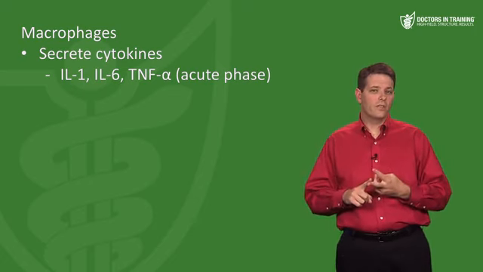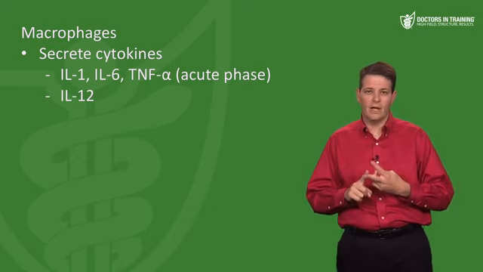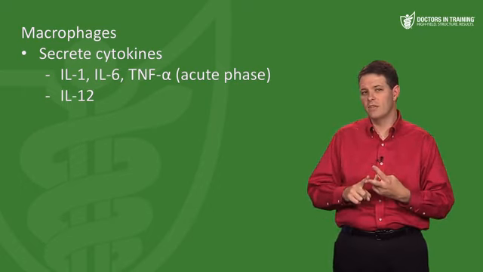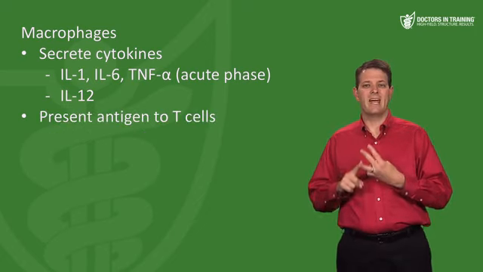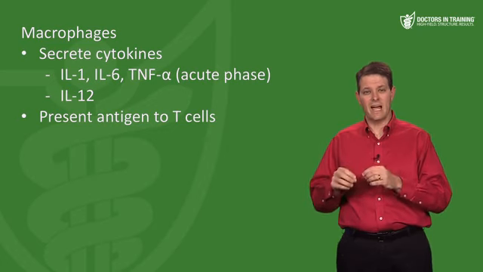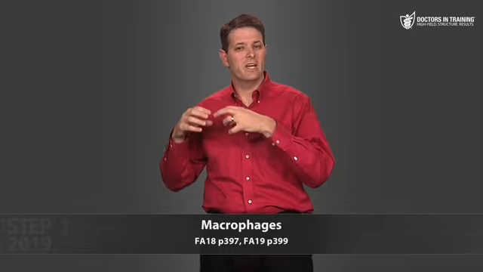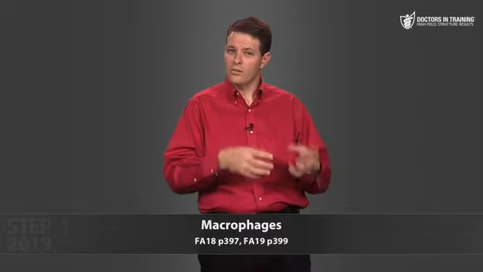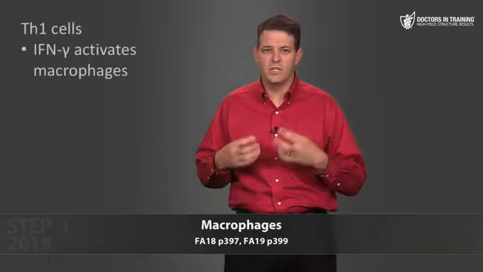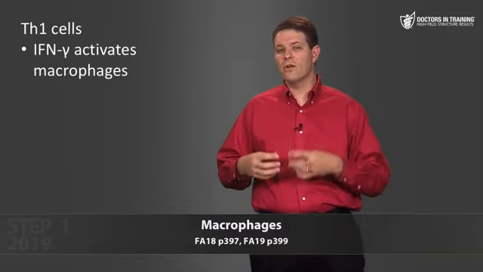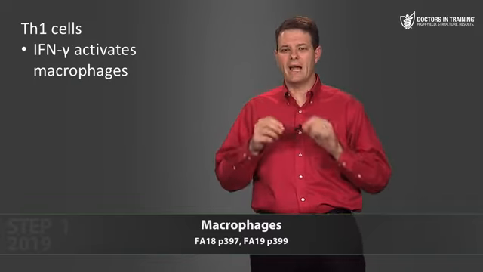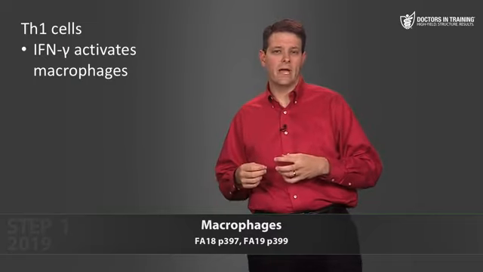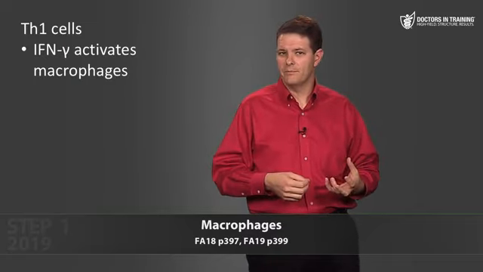Activated macrophages also secrete large amounts of IL-12, and we said that IL-12 is what stimulates naive T helper 0 cells to become T helper 1 cells. Then another function of activated macrophages is to present antigen to T cells to make sure they stay active and ready to fight. And one interesting thing is that while macrophages are stimulating T helper 1 cells, the T helper 1 cells are also stimulating the macrophages. So T helper 1 cells produce interferon gamma, which further activates macrophages. And that's an important detail that I want you to know. Macrophages can be activated by interferon gamma as well as being activated by bacterial lipopolysaccharide.